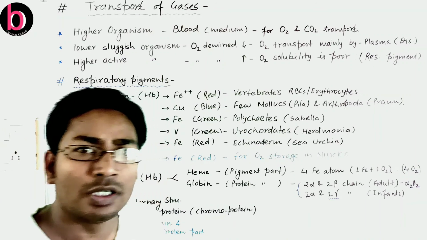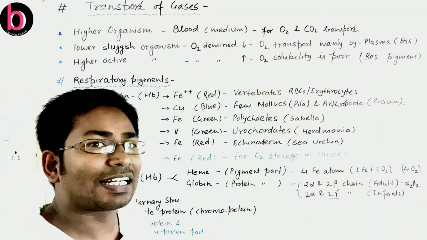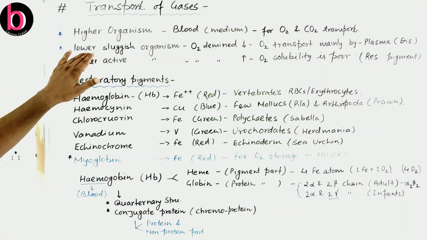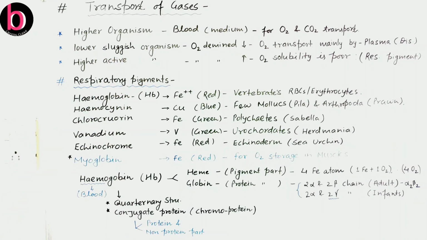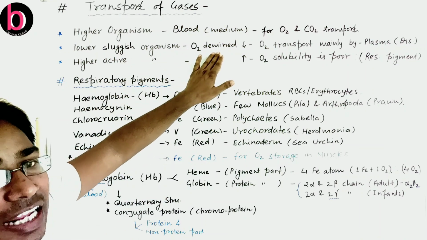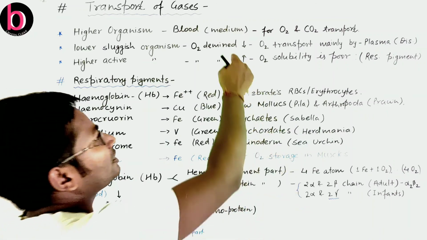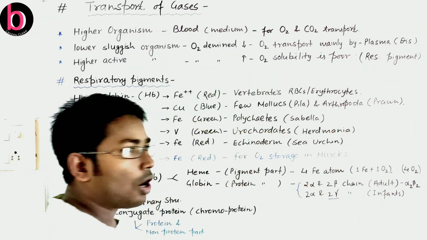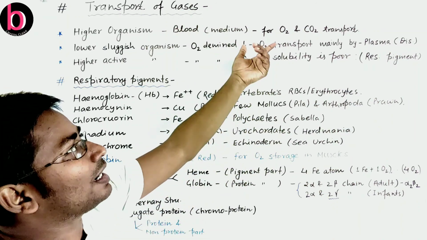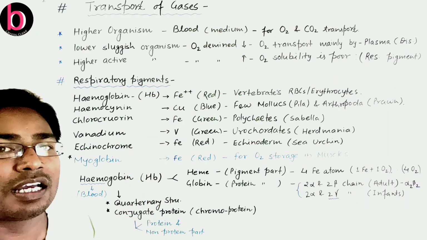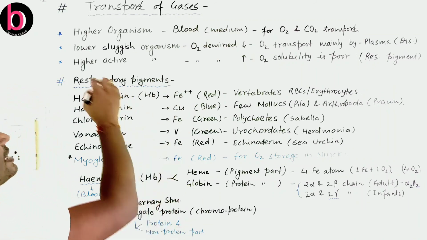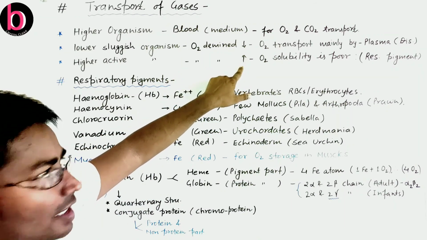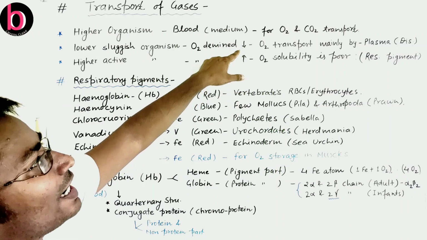In lower organisms, like unicellular ones, there is direct gaseous exchange through their cytoplasm. Second, if the organism is lower and sluggish, that is a slow mover, then its oxygen demand is very low, and hence this demand can be easily fulfilled by plasma. So oxygen dissolved in plasma is sufficient for these less active organisms, while for higher organisms the oxygen demand is very high. Upward arrow means high, downward arrow means low.